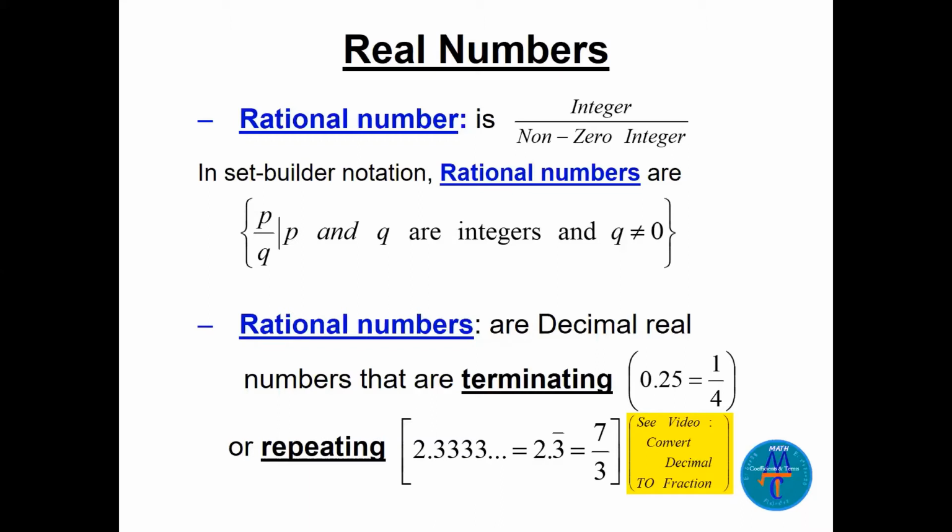But the important part here is every decimal real number, terminating or repeating, we can convert to a fraction. See, like 2.3333 is equal to 7 over 3. Now, to know how to convert these decimals to fractions, you can see the video on converting decimals to fractions. You will find there many examples.